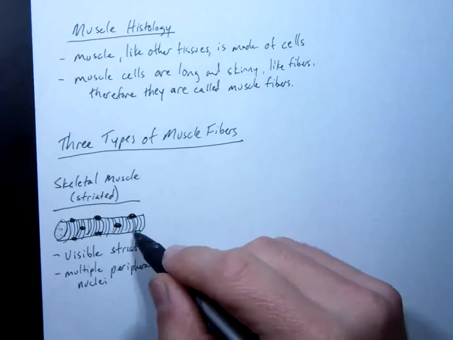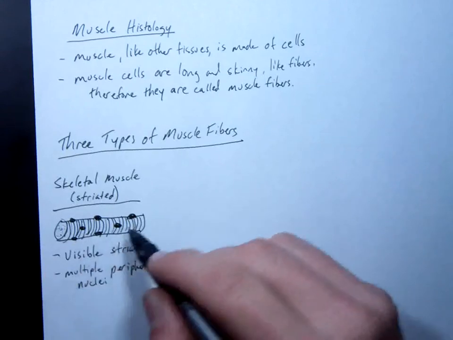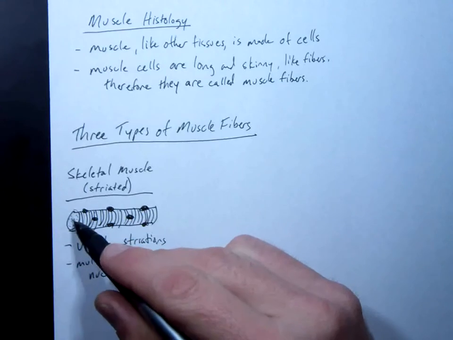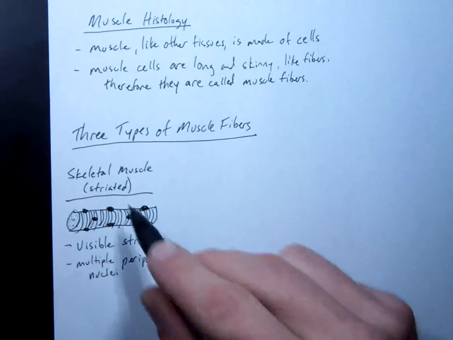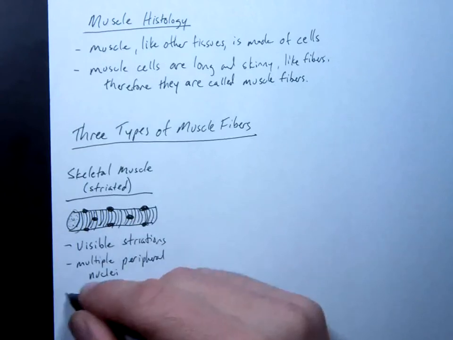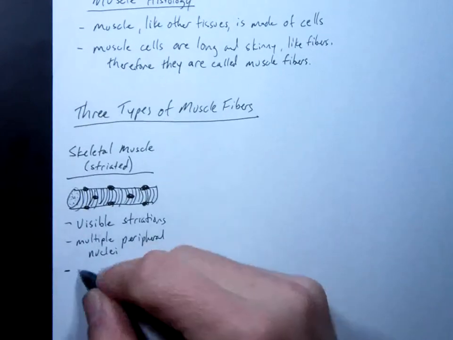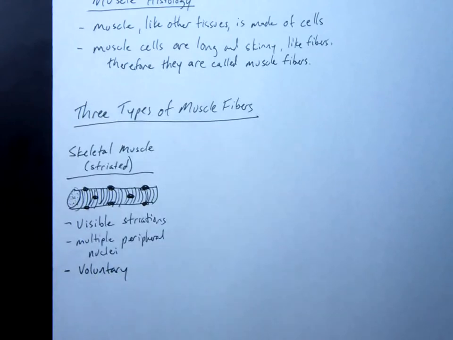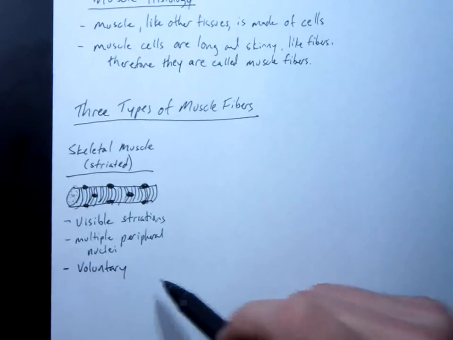Here on the cells, the nuclei are way out to the outside of the cells because there's so much stuff inside. This thing is so chock full of the machinery that makes your muscles work. There's no room for the nucleus inside there, so it has to be kind of stuck to the outside. Another thing you need to know about these guys is that they are voluntary. Means we can choose to make them move. All the other muscle types other than this, not so much. Only these guys can we really make move.